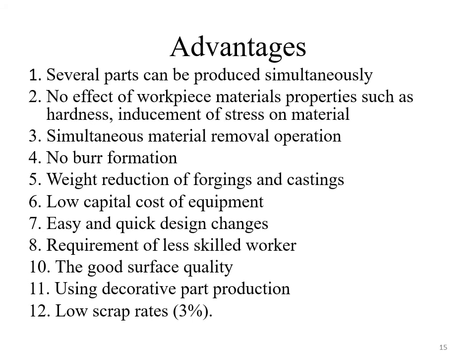So in general, about the advantages of chemical machining or chemical blanking or chemical milling, in general the overall advantages: several parts can be produced simultaneously. No effect of the workpiece material properties such as hardness, inducement of stress on the material, simultaneous material removal. No burr formation, which is a highly desired characteristic when we speak about any kind of machining, because burrs are a common effect or a common part which is obtained along with the machined surface.